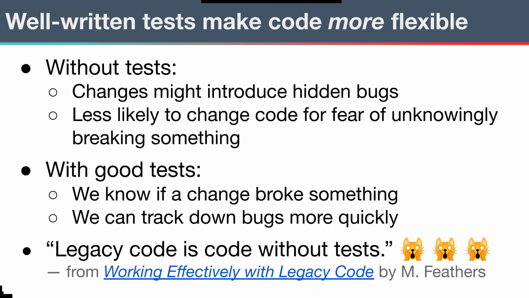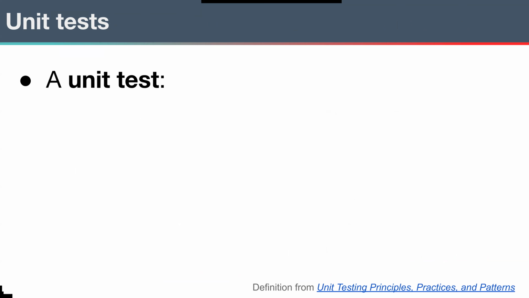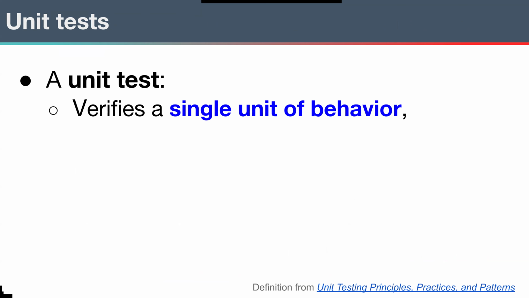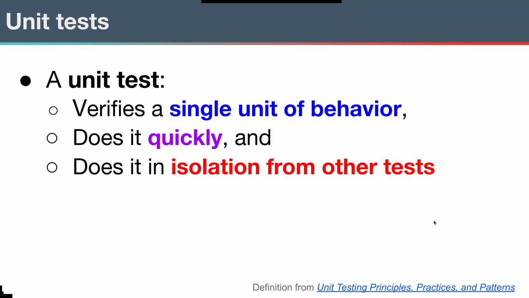I want to define unit tests in particular. There's a spectrum of tests, and unit tests are the essential building blocks. A unit test verifies a single unit of behavior, does it quickly, and does it in isolation from other tests. And this is a definition from a book, Unit Testing Principles, Practices, and Patterns by, I think, Khorikov. A fun audiobook to listen to during a pandemic, it turns out.